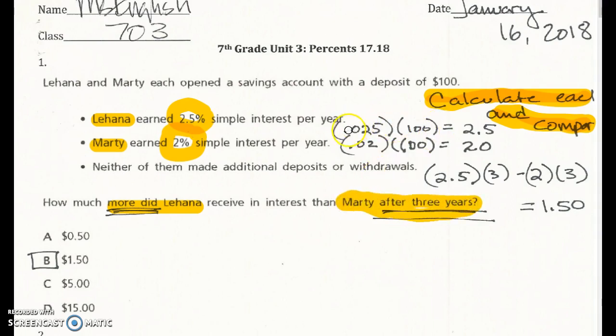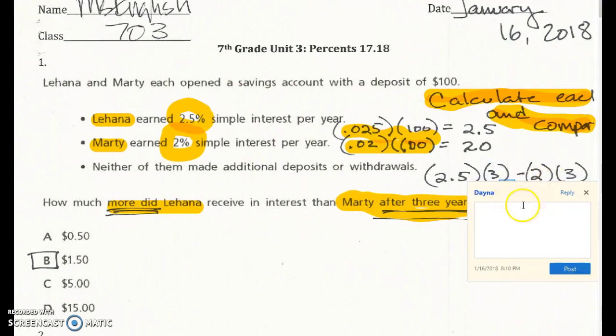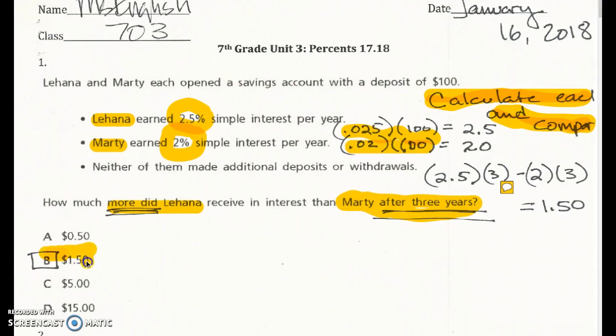I simply take 0.025, multiply it by 100, and I get 2.5. 0.02 times 100, I get 20. I multiply each one by 3 and find the difference. My difference is $1.50, which happens to be answer B. Please make that correction on your file.